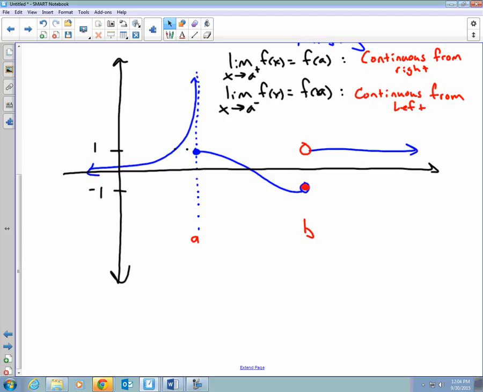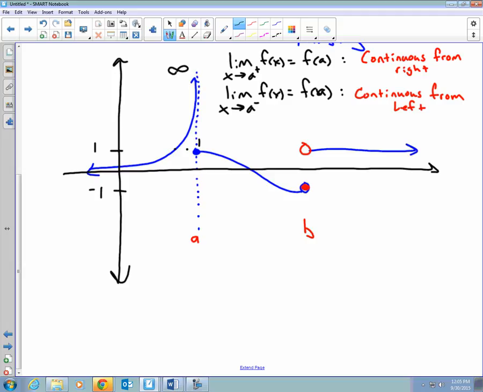Shaking your head? Yes, it is making sense. Or no, it's not. Okay. So let's approach from the left. What is this limit right here? Positive infinity from the left, correct? But the output is, what is f of a? 1. So because those two don't match, it can't have left side continuity.